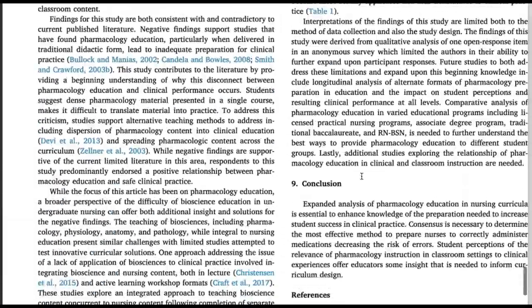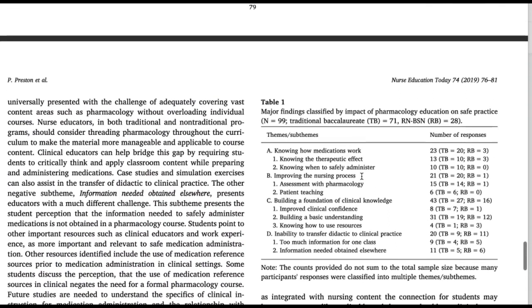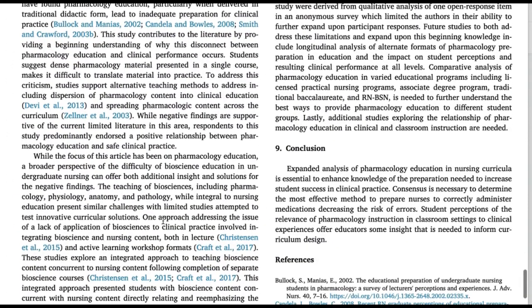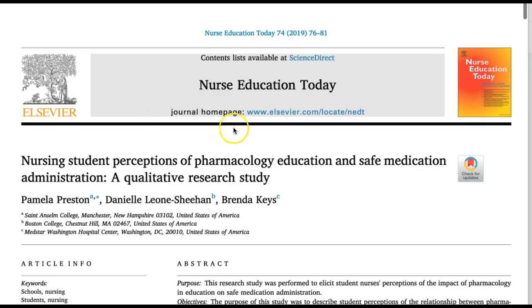And then we have findings classified by impact of pharmacological education on safe practice. So this is just the number of studies performed and then each theme. So still qualifies as qualitative data because it's all about the responses that the students gave, and then conclusions. Remember, important to note the recommendations and conclusions in any research study because that's what we're after. So that's a qualitative example of a study for you.